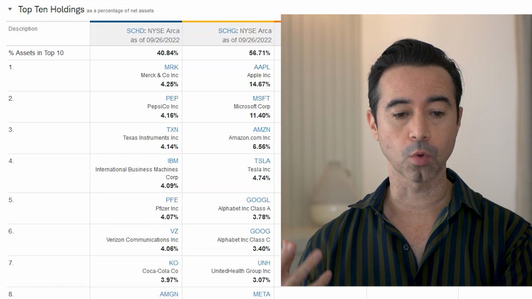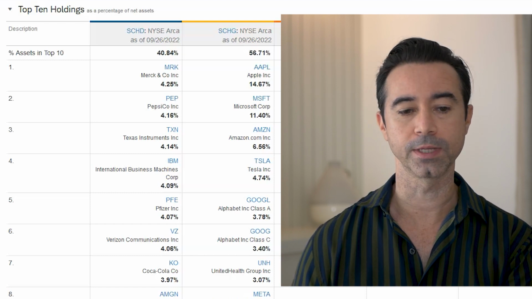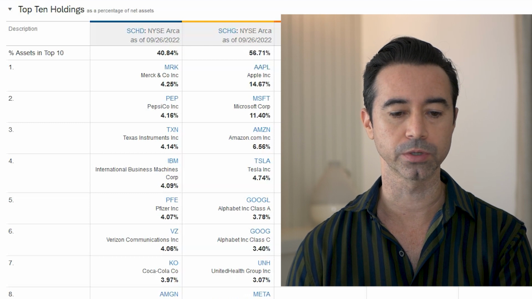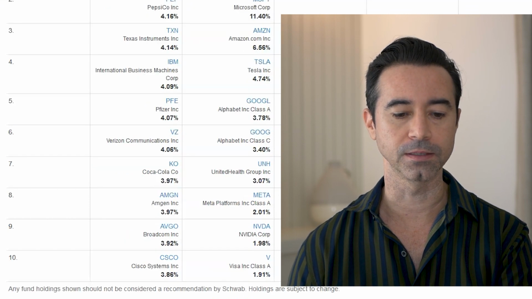SCHG, you have like the normal growth companies that you would think you would have. Apple, Amazon, Microsoft, Tesla, Google, United Healthcare, Meta, Nvidia. You almost would think this is an S&P 500 ETF, like a VOO, right? It's not, but the top 10 holdings are probably very similar.